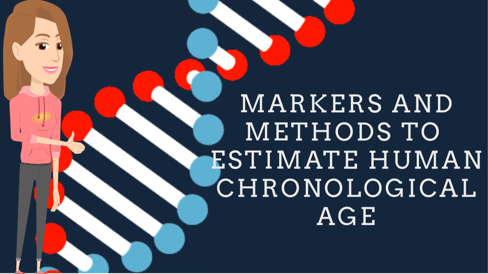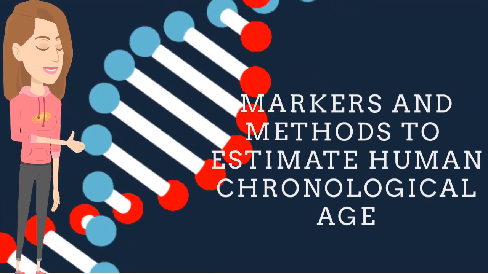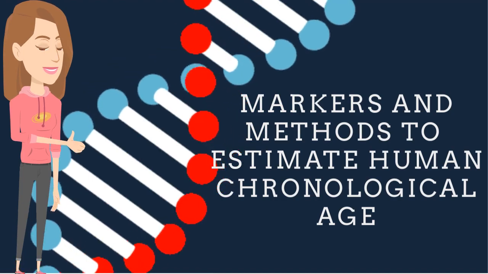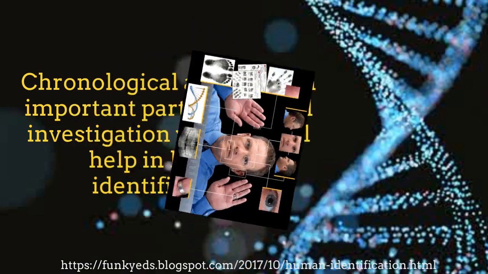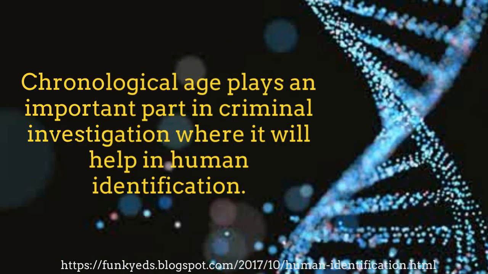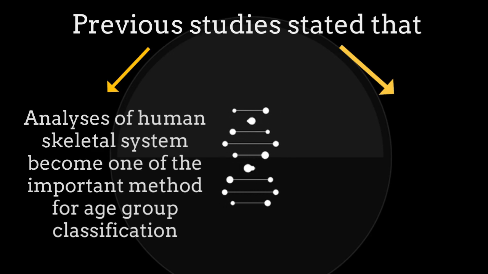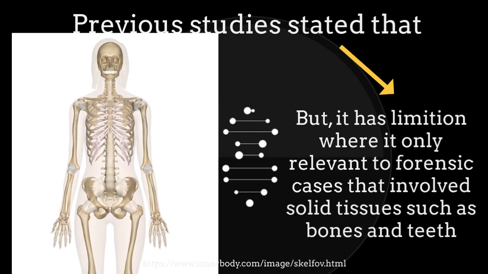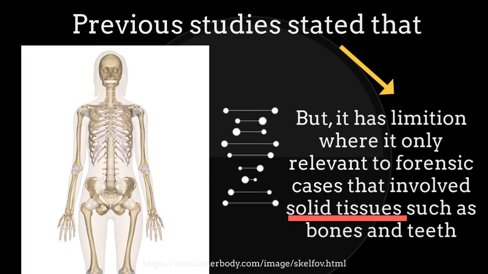Hi, my name is Siti and I would like to explain about markers and methods to estimate human chronological age. Chronological age plays an important part in criminal investigation where it will help in human identification. Previous studies stated that analysis of human skeletal system become one of the important methods, but it has limitation where it's only relevant to solid tissue.